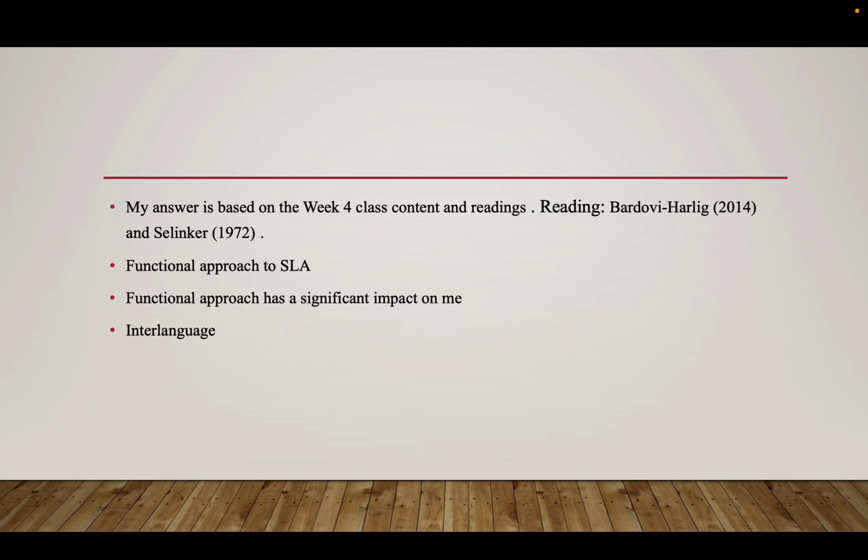Moreover, in this class and according to the reading from Selinker, I learned about the interlanguage for the first time. I used to think that learning a second language was a slow but direct process. But after starting this lesson, I realized that there may be an intermediate state throughout the entire process. It is neither a first language nor a second language and will gradually change.